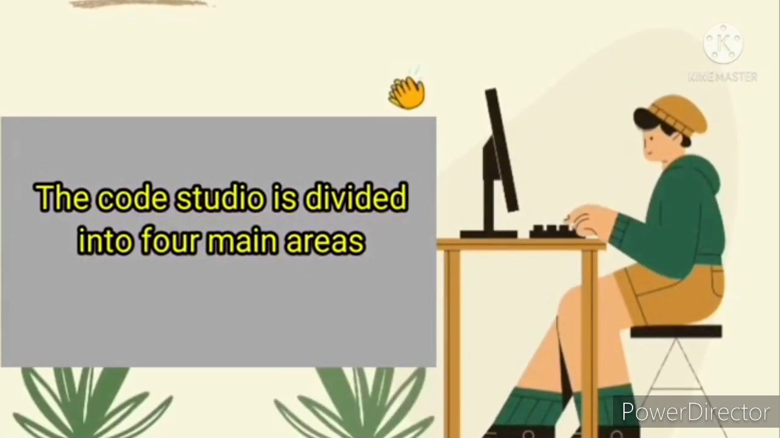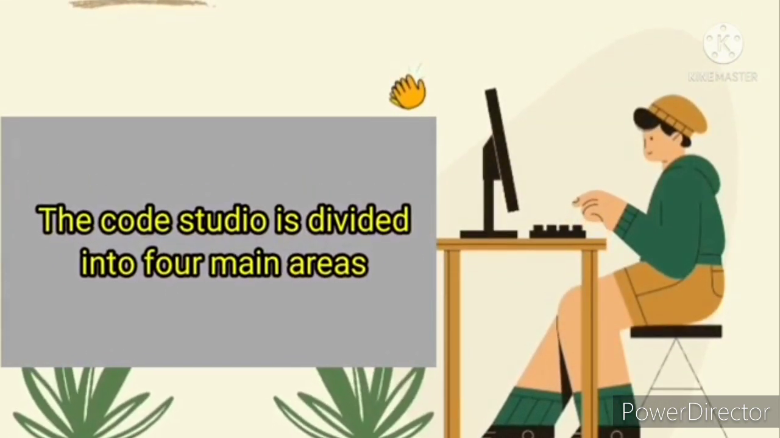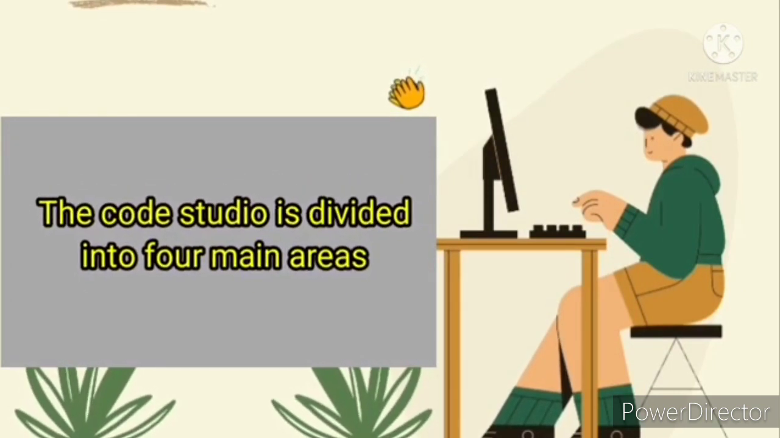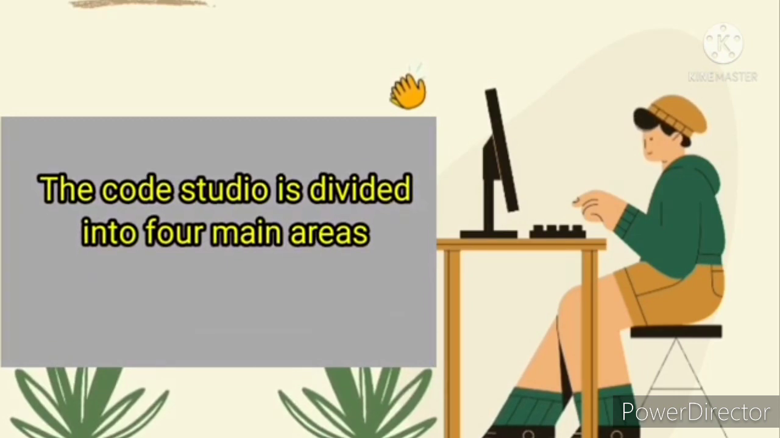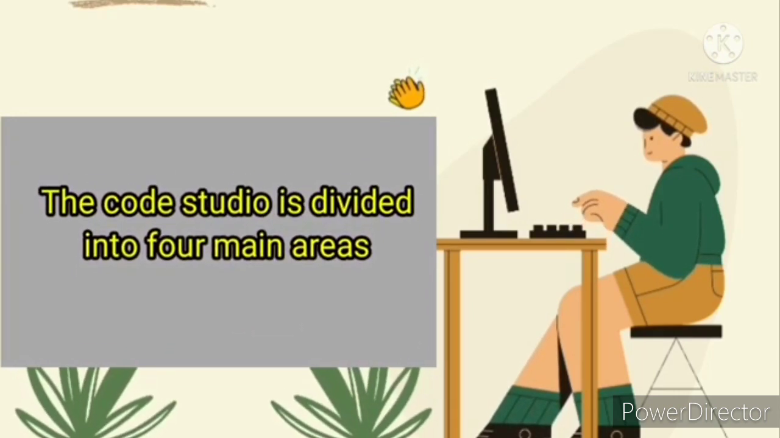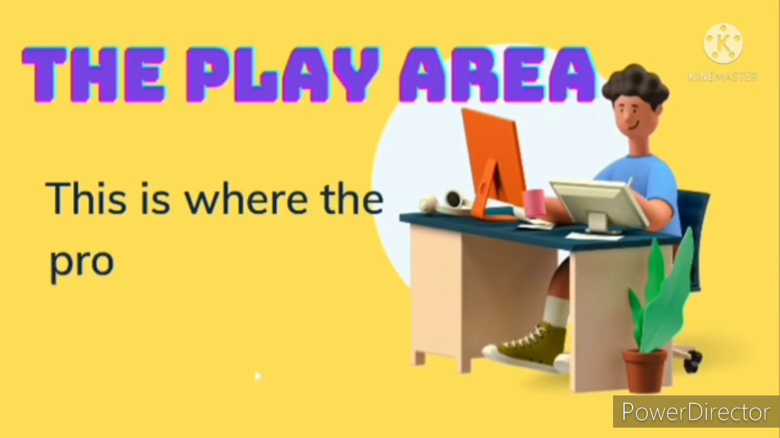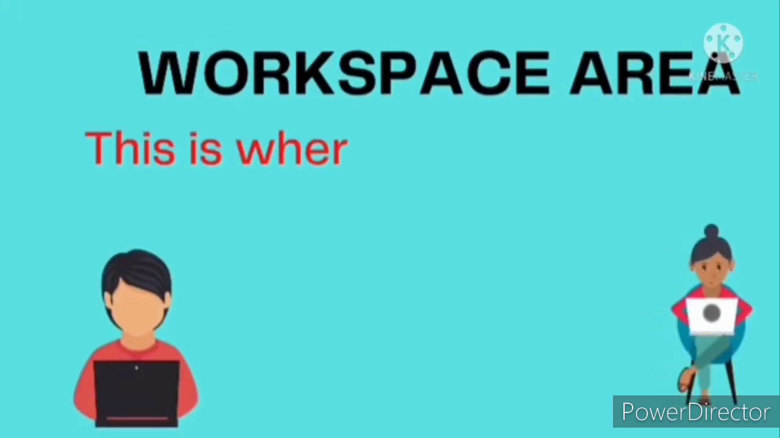Now the code studio we are going to be working on is divided into 4 main areas. The first one is the play area. The play area is where the program will run. That is where you run your program using the code that has been created.